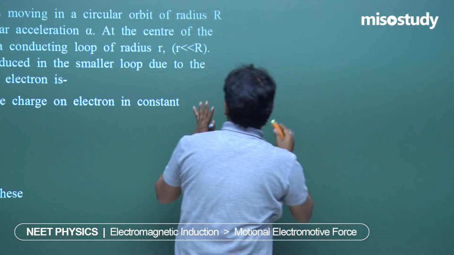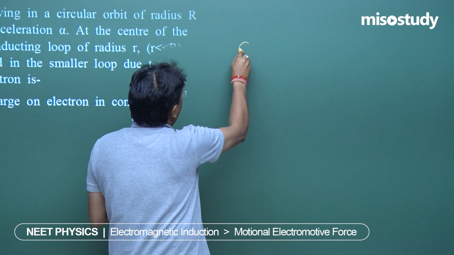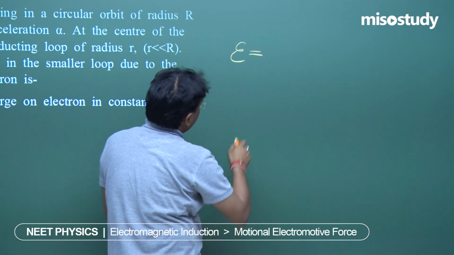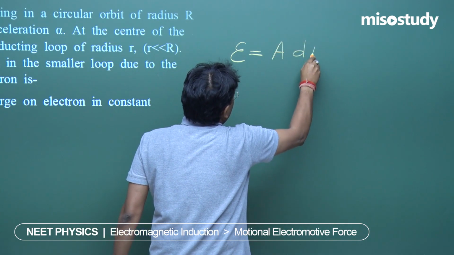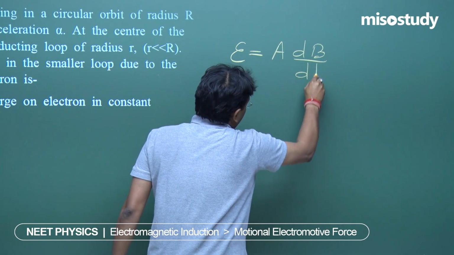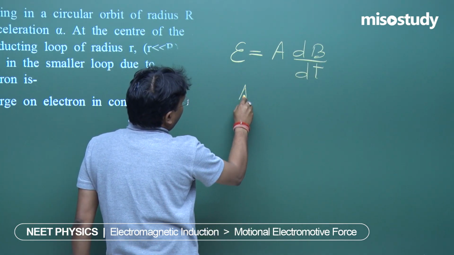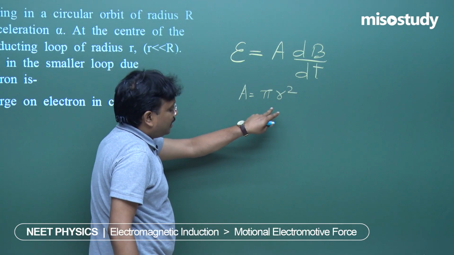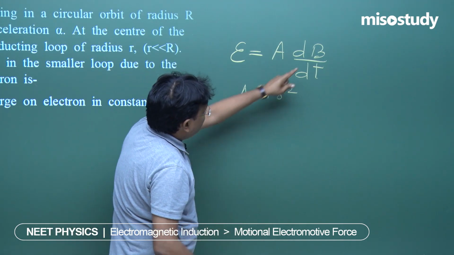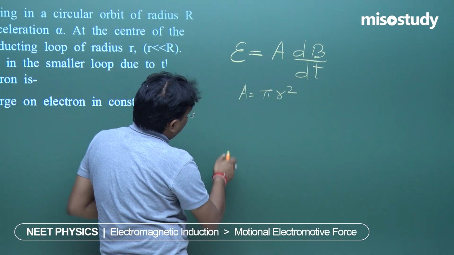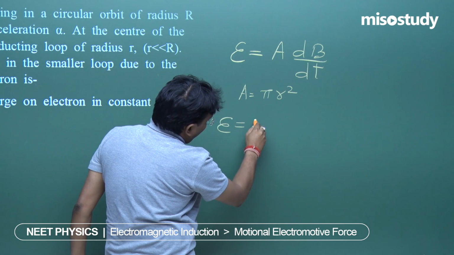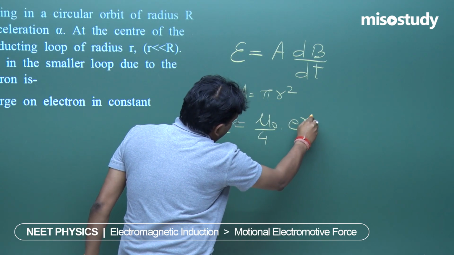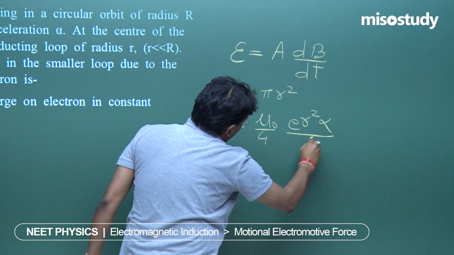So, this is the question. Now, let me present over here the formula required for the solution of this problem, that is EMF equals A dB upon dt. Now, A is equal to pi r square, you know that circular area. So, this B is something that is given as, directly I am writing the formula, mu naught upon 4 pi, e r square alpha upon r.